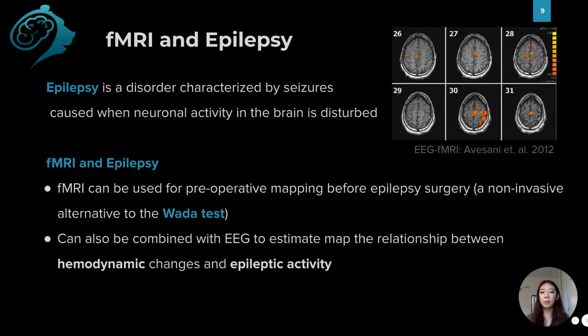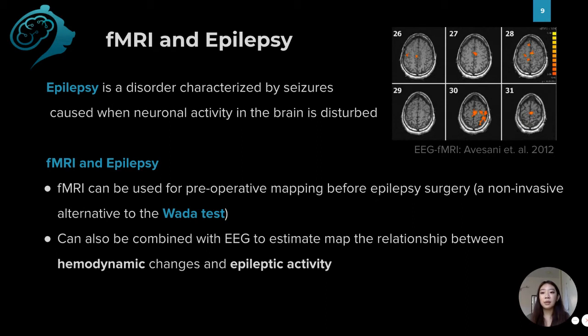So we're going to talk a little bit more about some specific diseases. First off is epilepsy, which is a disorder. It can be a genetic disorder or caused by brain injury, characterized by seizures, and it's caused when neuronal activity in the brain is disturbed. A seizure is basically overactivation of the brain, and it usually has an origin point in one of the hemispheres, and then it spreads to the other hemisphere.